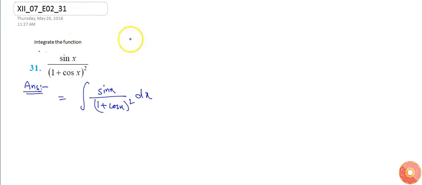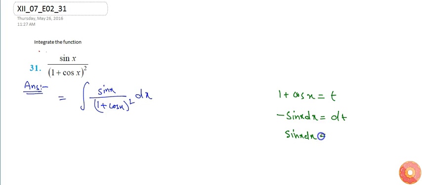So if I use the substitution method, let's substitute 1 plus cos x equals t, then its derivative will be minus of sin x dx equals dt. So in the numerator we are given sin x dx, so sin x dx equals minus of dt. Now I can substitute the value of t for 1 plus cos x and sin x dx in the question.